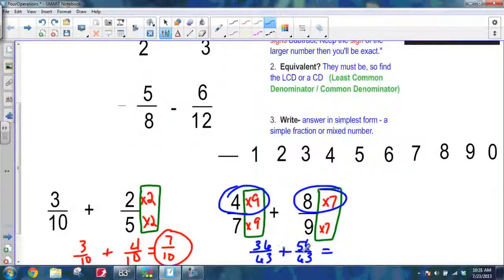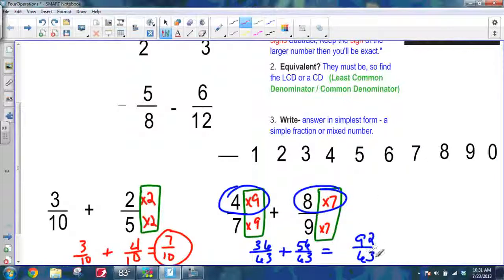So now we have the same signs that we said we were going to add. So we're going to add up 36 63s plus 56 63s. And that makes 92 63s. Now, this is an improper fraction, so we need to reduce. So we're going to change it to a mixed number. Because remember, we have to write our answer in simple form, a simple fraction, or mixed number.